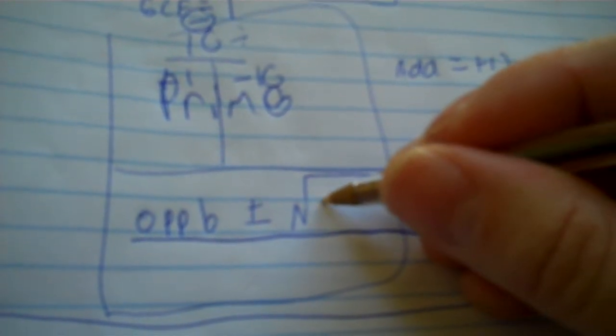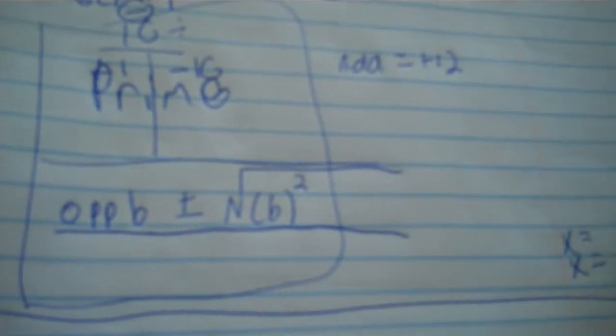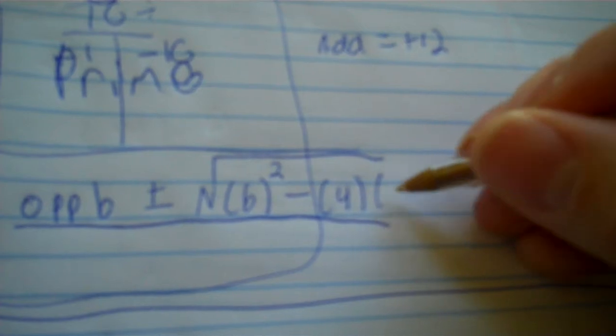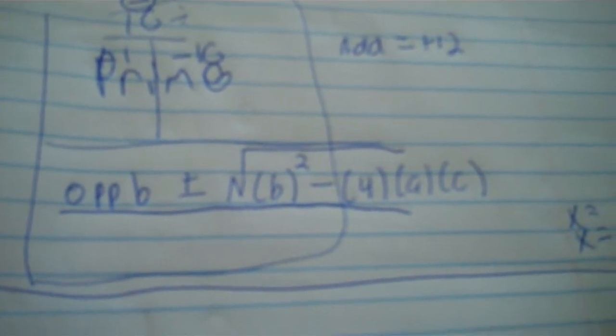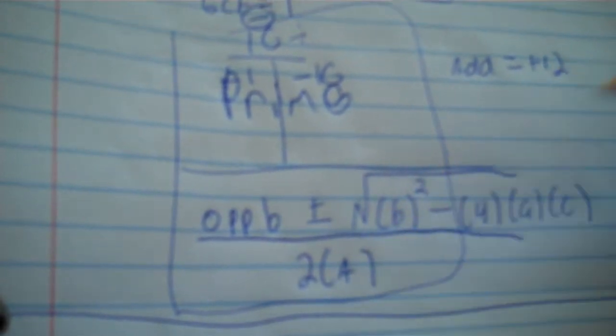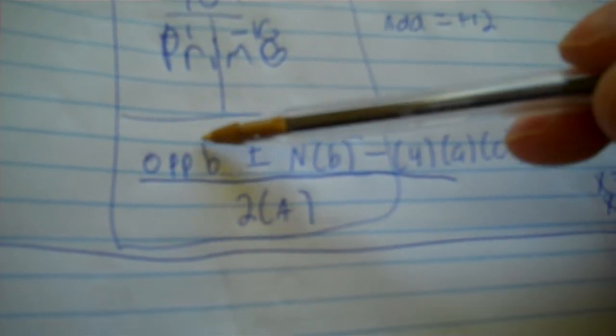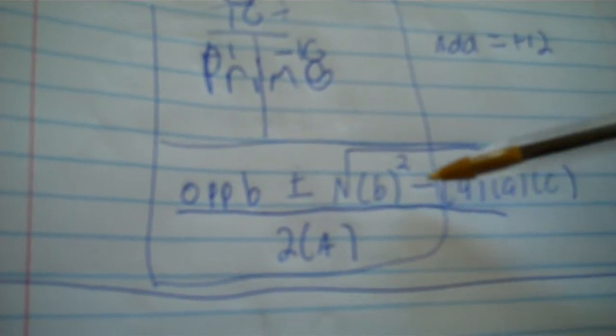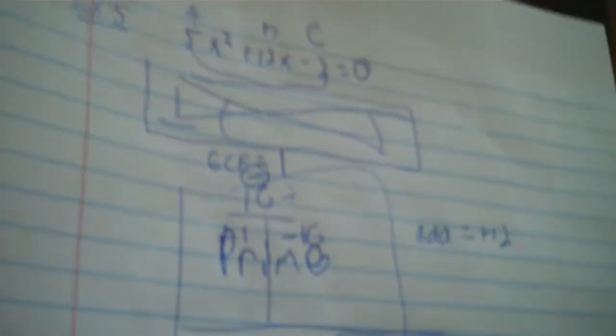Okay? So here's the quadratic formula. Make the big line. Opposite of b, plus or minus the square root of b squared minus 4ac. So I put a b in parentheses to the second, that's what squared means, minus a 4, that 4 is always there no matter what, and then a and c, over 2a. So opposite of b, plus or minus the square root, b squared minus 4ac, over 2a.